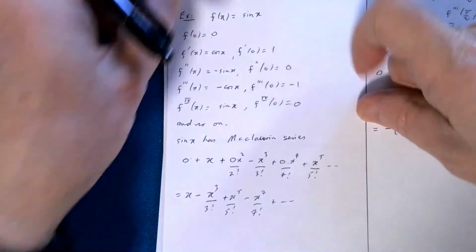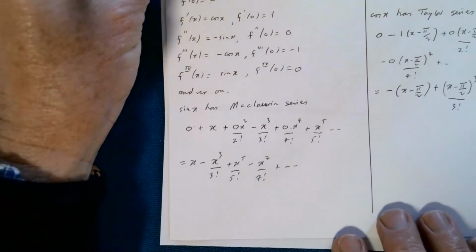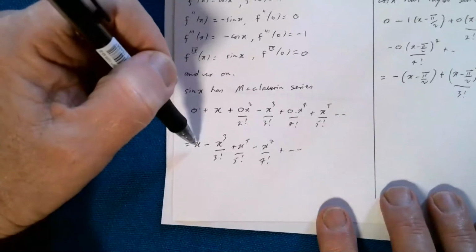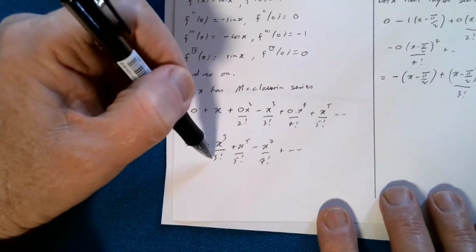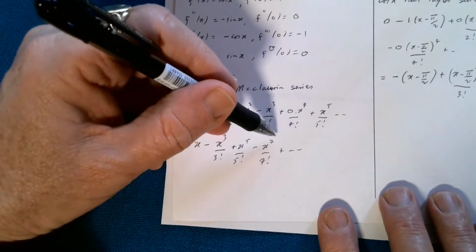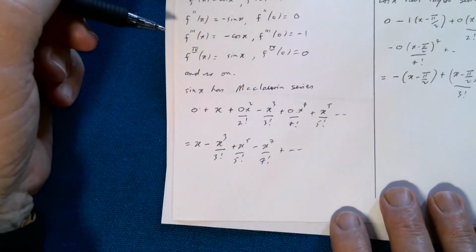So leaving out the zeros, we can see what the pattern's going to be now. We're going to get x minus x cubed on 3 factorial, plus x to the 5th on 5 factorial, minus x to the 7th will be the next one on 7 factorial, and so on.